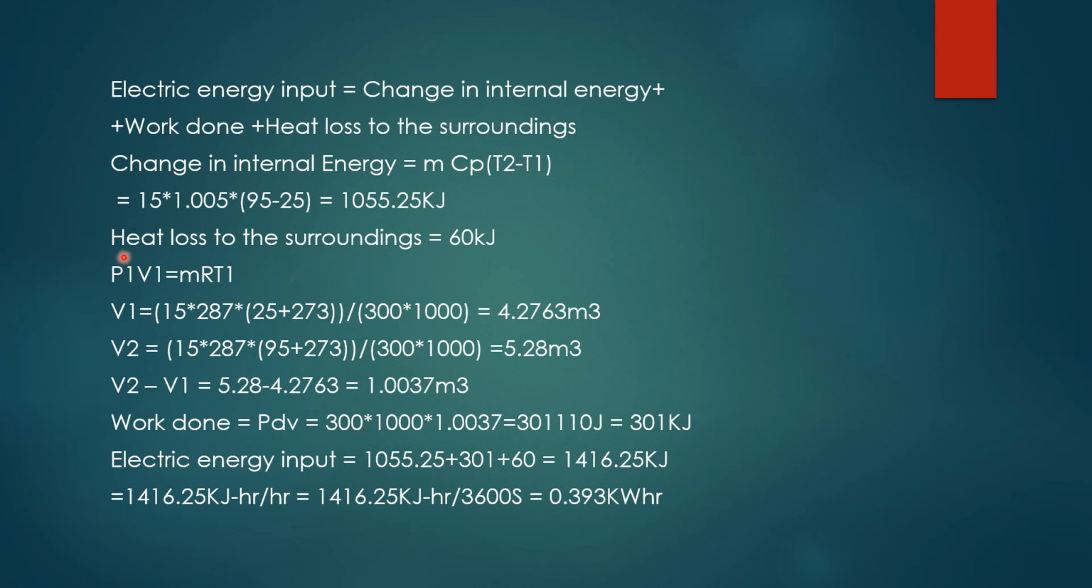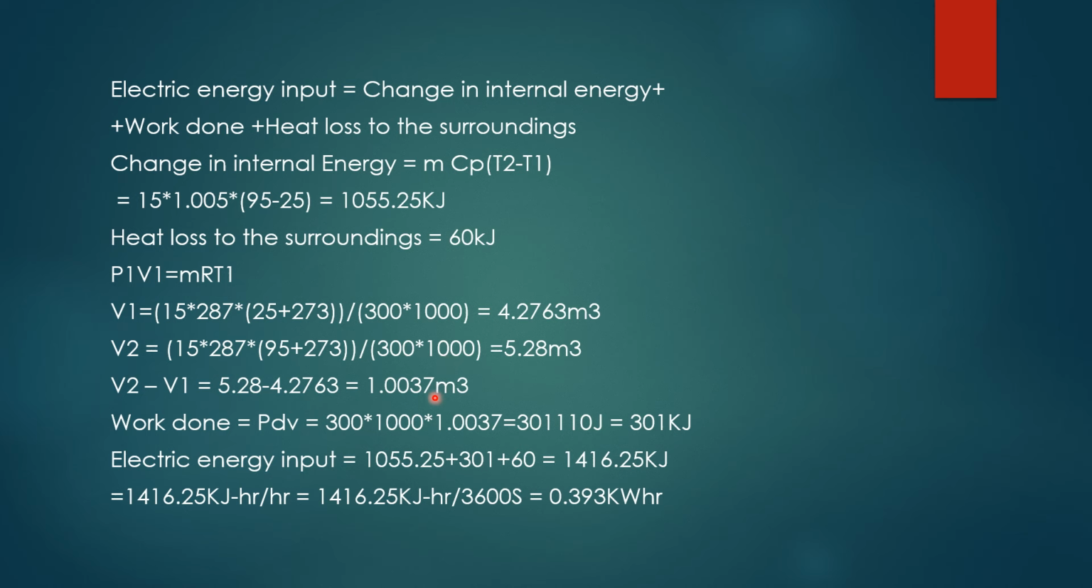We can use the ideal gas equation, P1 V1 equals m R T1. From that we can find the V1 value, which is 4.27, the initial volume when the process starts. The next is V2. Using the same way, if you calculate V2, you will get 5.28. Whenever you use this, be a little careful to put the temperature in Kelvin. That's why 273 is added. When you take V2 minus V1, you know the volume change.